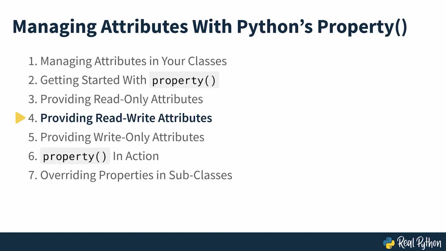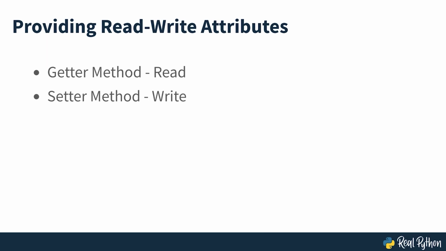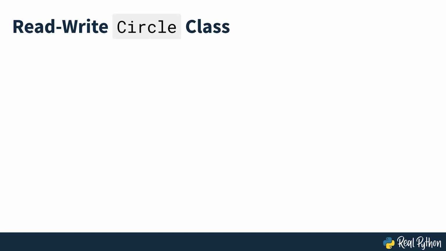Providing read-write attributes. You can also use property to provide managed attributes with read-write capabilities. In practice, you just need to provide the appropriate getter method, read, and setter method, write, to your properties in order to create read-write managed attributes. Let's say you want your circle class to have a diameter attribute. However, taking the radius and the diameter in the class initializer seems unnecessary because you can compute one using the other. Here's a circle that manages radius and diameter as read-write attributes.